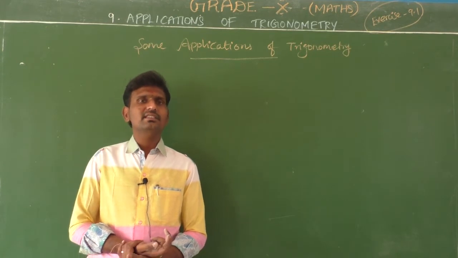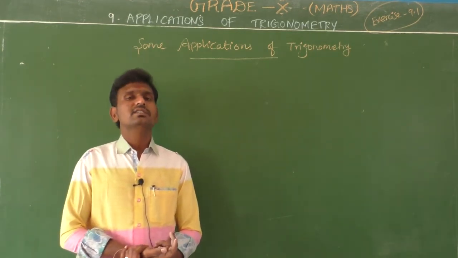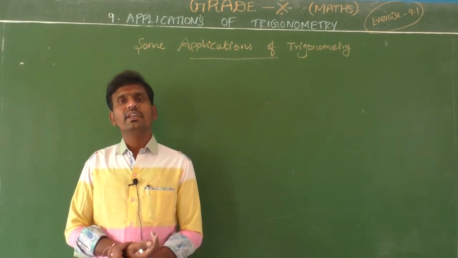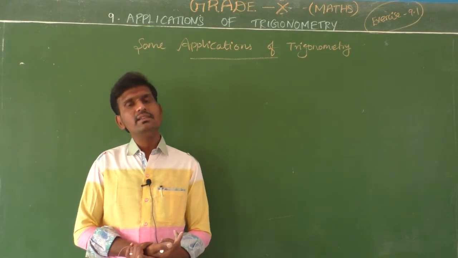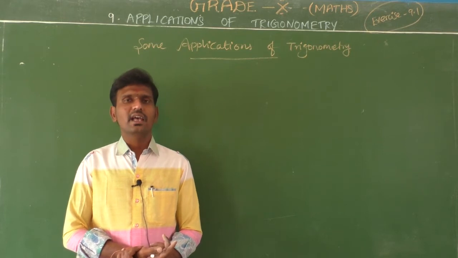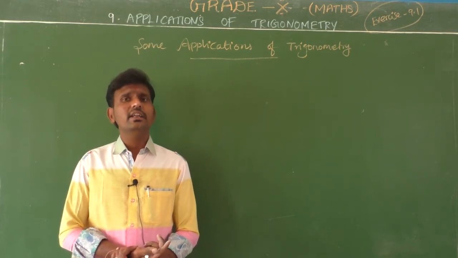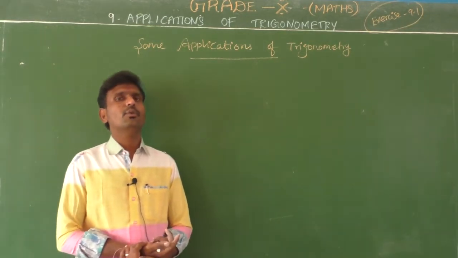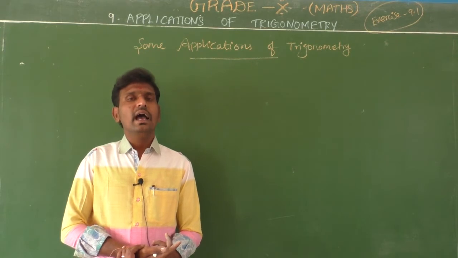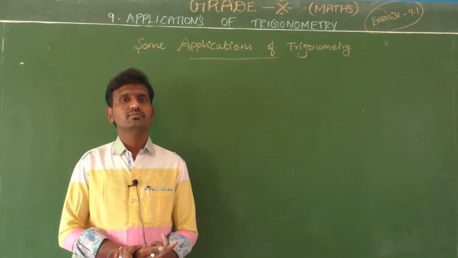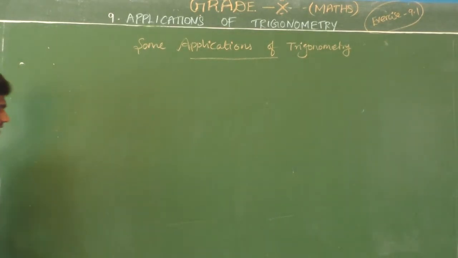The second exercise was trigonometric ratios of some angles. Some angles means 0 degree, 30 degree, 45 degree, 60 degree, 90 degree. All this you prepared in your second exercise. The third exercise is a deleted portion, you don't need to do anything. Then the fourth exercise is a very important topic you will use in your higher studies also, that is trigonometric identities.